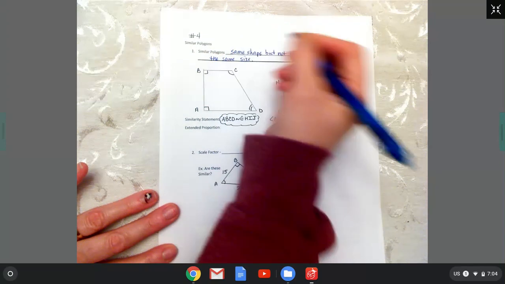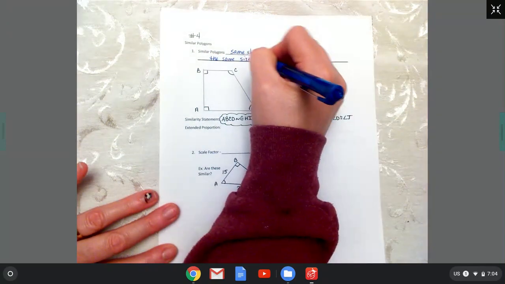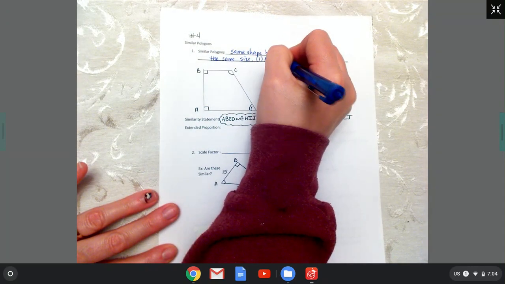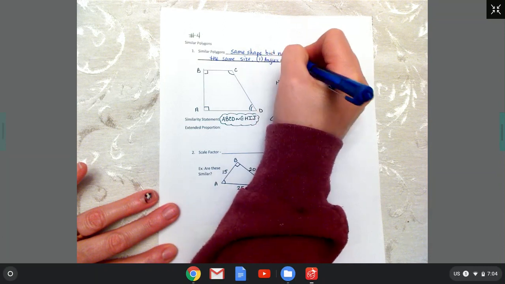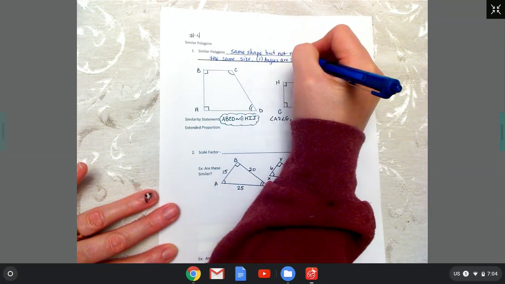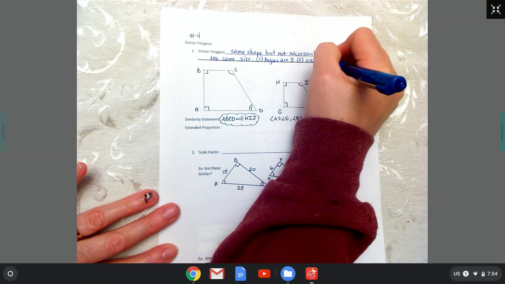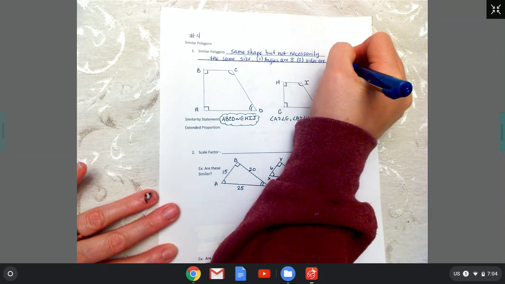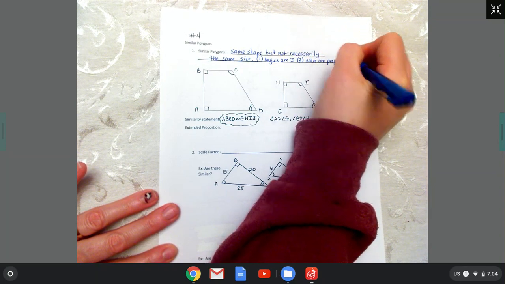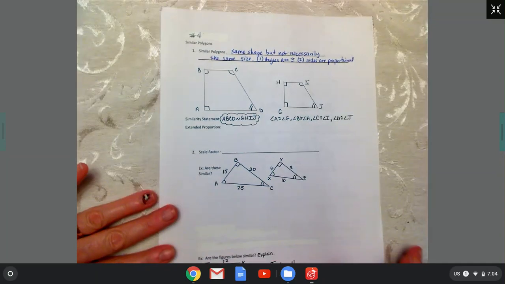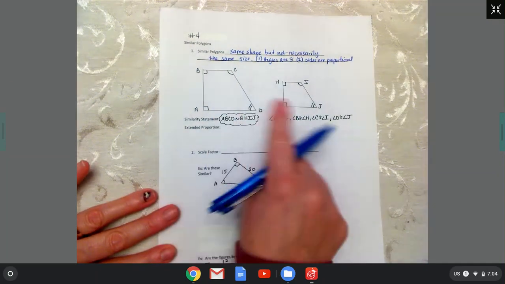Okay, there's two things that you need to know about them. The angles are congruent, and the sides are proportional. Okay, so we're talking about similar. We're not talking about congruent. We're talking about similar.